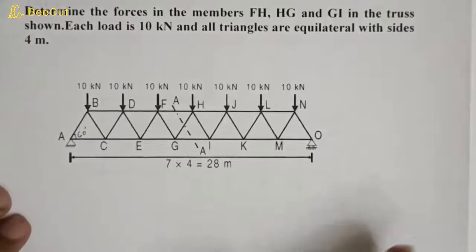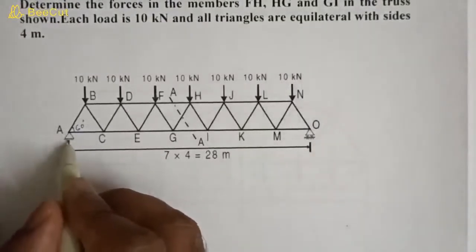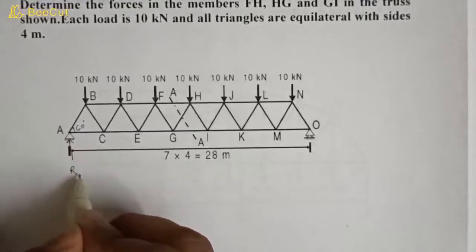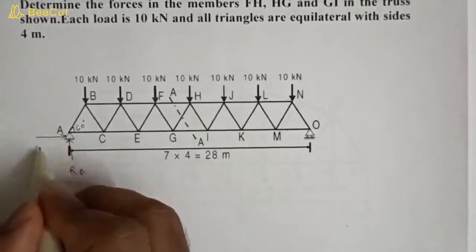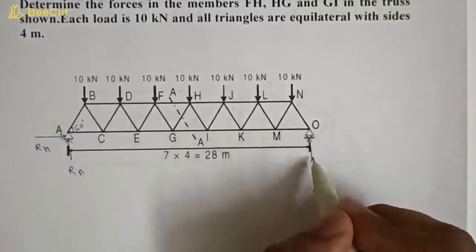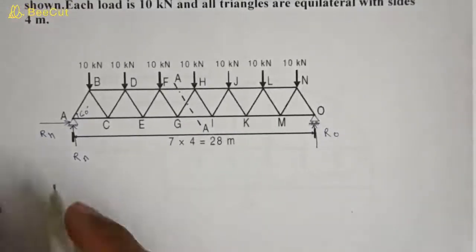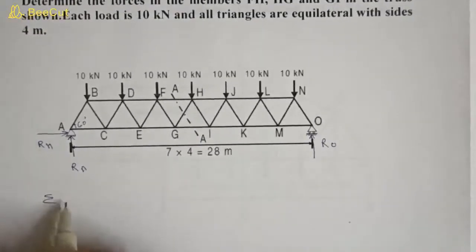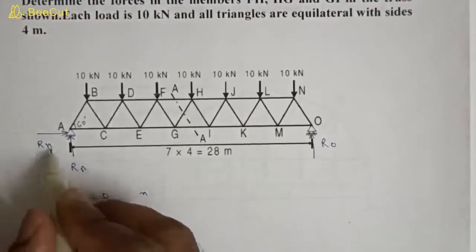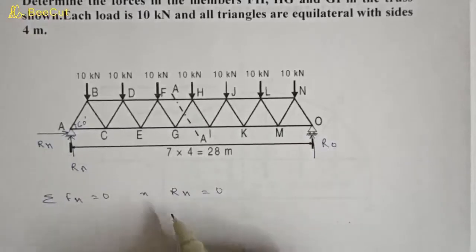So now let's start this question. First of all, let's find the reaction forces. This is a hinge support, so there will be two reactions. Suppose this is RA and this is RH, horizontal or vertical. This is a roller support, so there will be only one reaction. Suppose this is RO. If we apply for the whole truss sum of all the horizontal forces equal to 0, then there is only one RH force in horizontal direction, so RH will become 0.